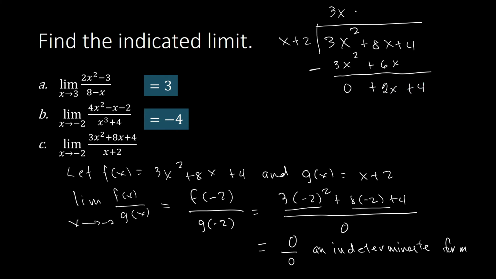2x divided by x is 2. And then 2 times x is 2x. And then 2 times 2 is 4. And then we subtract, this is 0.